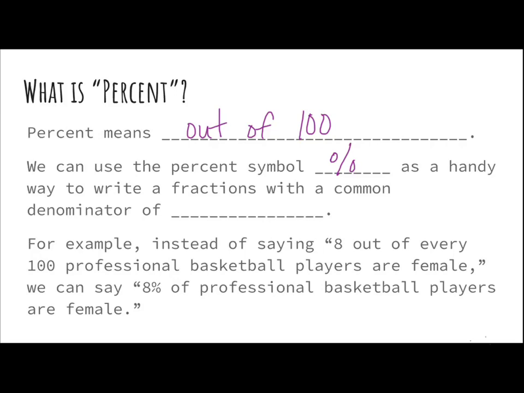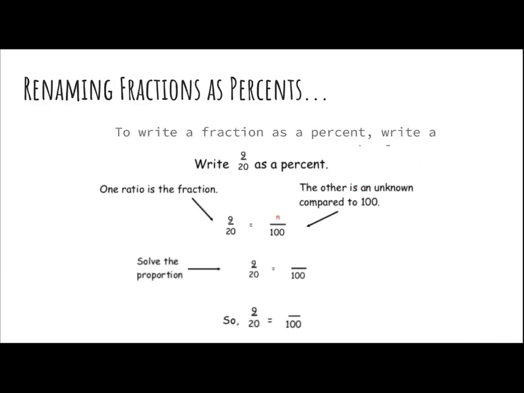But every time we have a fraction with percents, we're always going to have a denominator of 100. And percents just help us to make things a little bit clearer. Like instead of saying 8 out of every 100 professional basketball players are female, we can say 8% of professional basketball players are female. And we're communicating the same thing, just in more concise language.